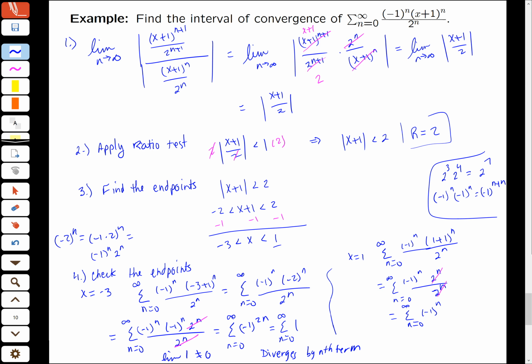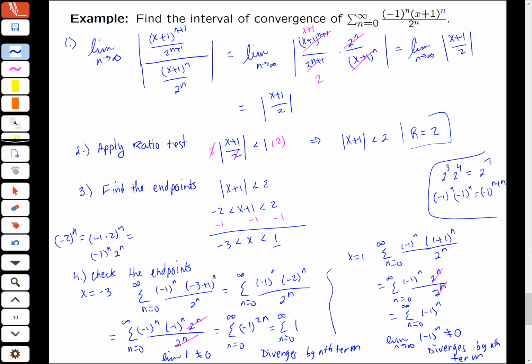What is the limit as n goes to infinity of minus 1 to the n? It's either minus 1 or plus 1, right? If it's even powers, it's plus 1. If it's odd powers, it's minus 1. It's not equal to 0, and that's all I care about. So this diverges here again by the nth term test.